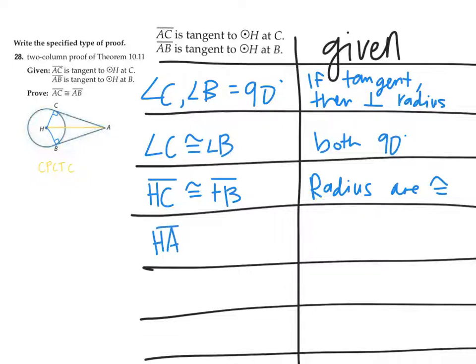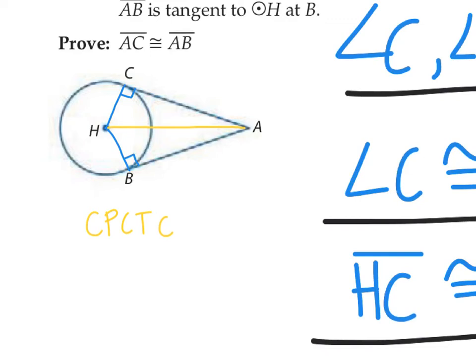HA is congruent to itself because of the reflexive property. So let's see what we have. We have an angle, we have a side, we have another side. Ooh, I remember that's not one of the ones we can use. We cannot use angle side side. Remember, that was the bad one. Can't use that. So we got to come up with something else.